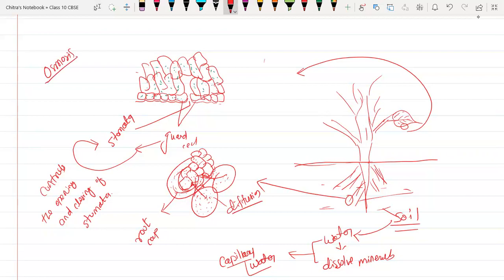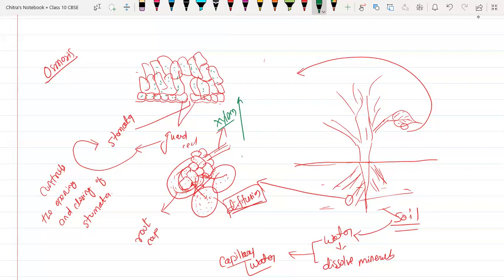Okay, so with the help of osmosis and diffusion, water is being absorbed and transported to the various parts of the plant. These specialized tissues are called what? Xylem tissue. Do you know xylem? Yes, sir. Xylem cells help in transportation of water all over the plant against gravity. That means water is absorbed from the soil through roots.